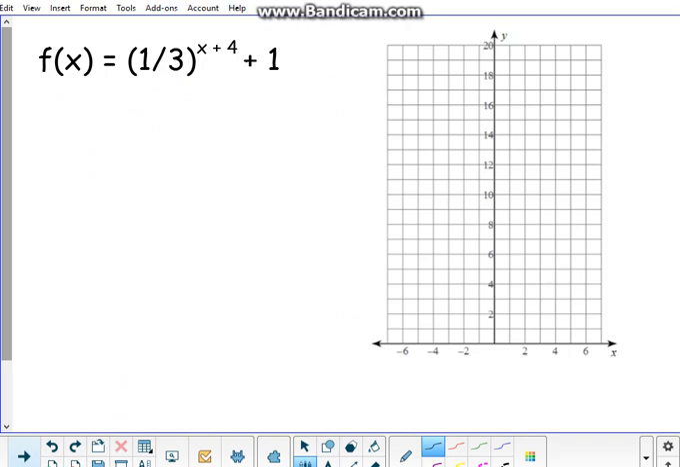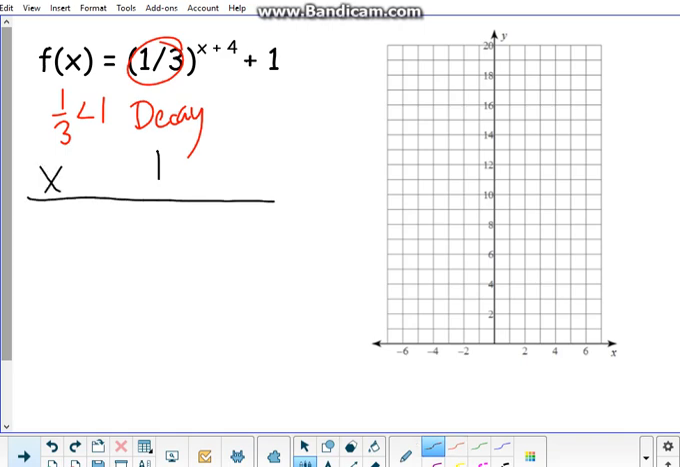So here we have f of x equals 1 over 3 to the x plus 4, plus 1. Again, we can see that my base, 1 over 3, is less than 1, so that means it's decay. Go ahead and make your table. Choose your -2, -1, and 0 as your x values. And then we're going to plug in.